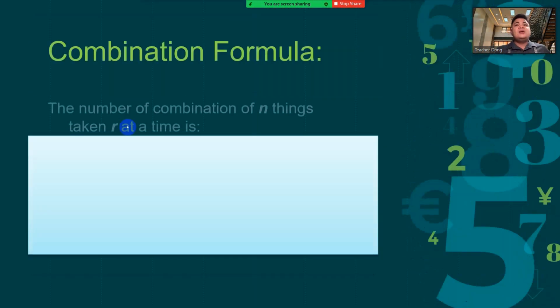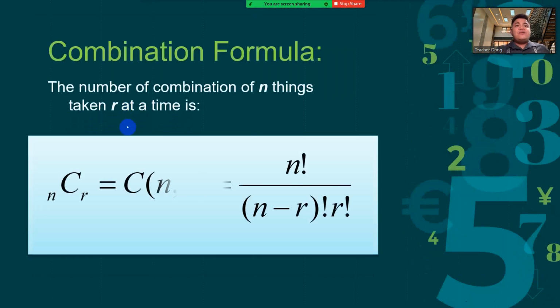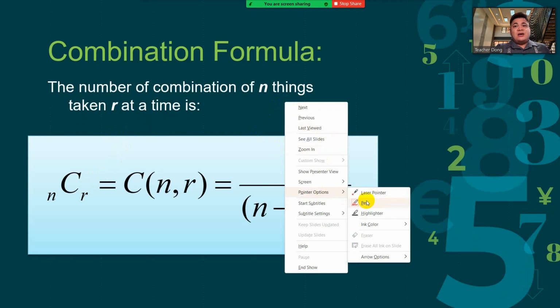Now, let's have the combination formula. For those who don't have their calculator, for you to be able to follow, we have to use this formula. It's being read as the combination of n taken r at a time. So let me change the ink.